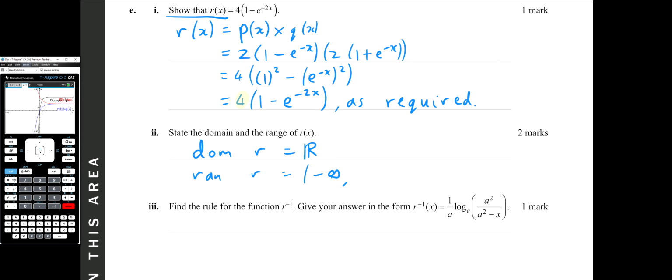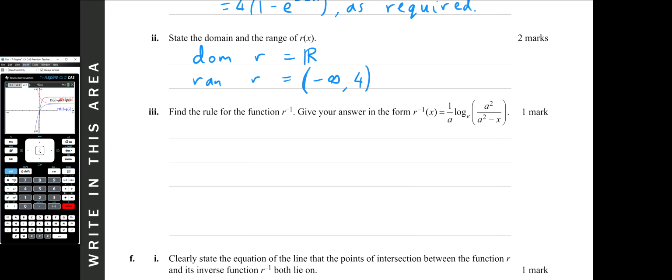So as x approaches infinity, this section of the graph will basically become 0, because as x approaches infinity, e to the negative infinity is effectively 0. So 4 multiplied by 1 gives 4. So therefore, the range of r will be negative infinity all the way to 4, but both non-inclusive. There you go, 2 marks for that information.